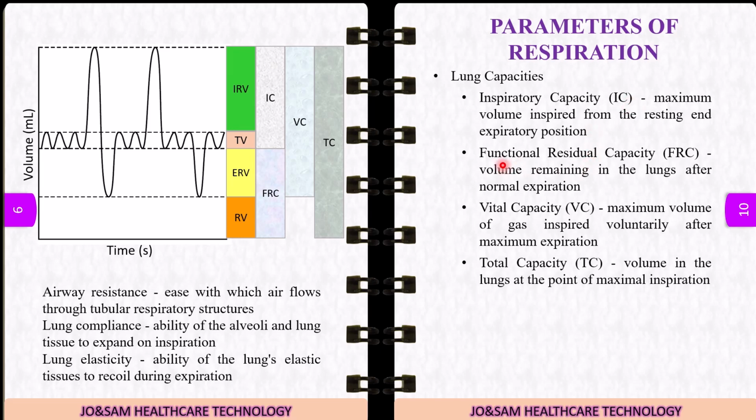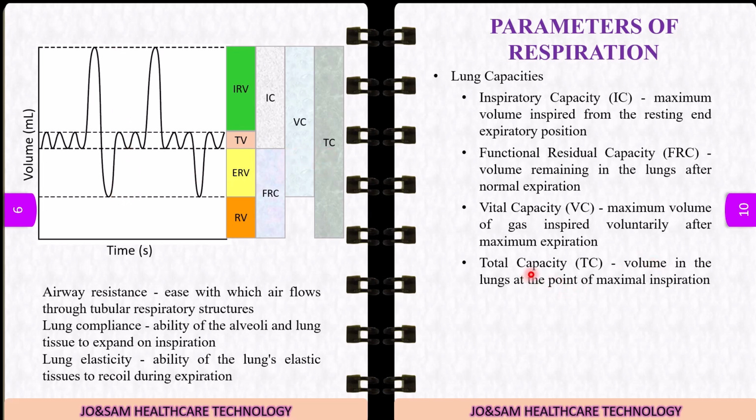Next is the functional residual capacity, the volume remaining in the lungs after normal expiration. This is your normal expiratory end, and from here the amount of air remaining in the lungs is ERV plus RV, which is your FRC. Next, vital capacity is the maximum volume of gas inspired voluntarily after maximum expiration. This is your forceful expiratory end, and from here you can inspire ERV, then TV, then IRV. All these three together form your vital capacity.